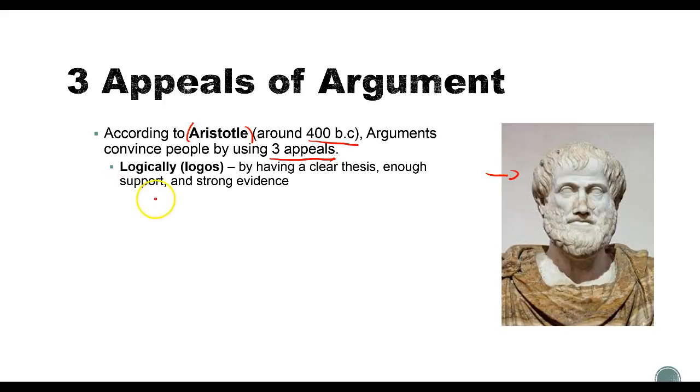Arguments convince people to believe in them logically, right? Or what he called logos, by having a clear thesis, enough support, and strong evidence. So these are sort of the logical basis for convincing somebody to believe something. Nice thesis, good support, strong evidence, all the things that we talked about with Essay 1.